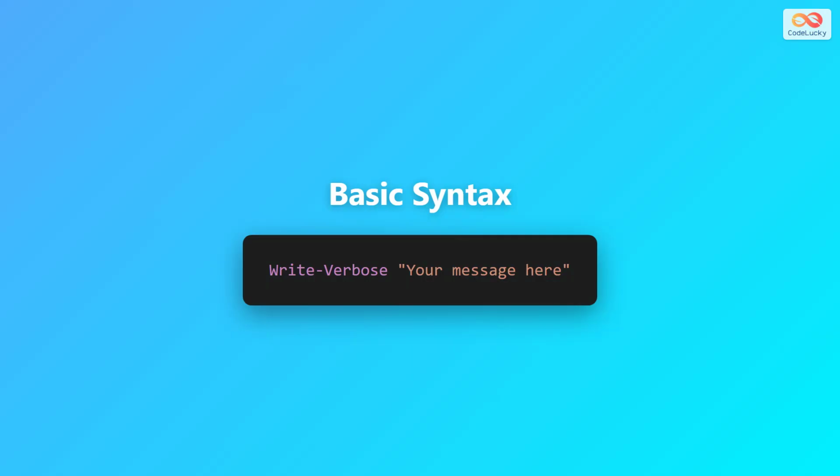The syntax for Write-Verbose is beautifully simple. You just type Write-Verbose followed by your message in quotes. That's all there is to it. The message can be any string you want to display, whether it's a simple status update or detailed information about what your script is currently processing.